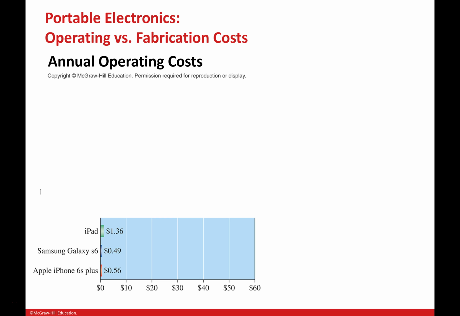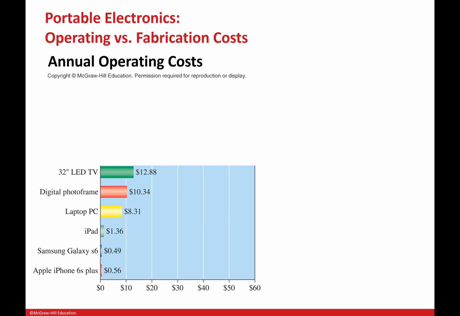This is a figure from your textbook, and it shows, for a year, the cost of powering these devices. What are we talking about here? Of course, the smaller the device, the less you have to spend a year to power it. We get a little larger with a laptop. This was interesting: those digital photo frames. I got one from my mother-in-law. She never used it. But it's $10 a year to run that.